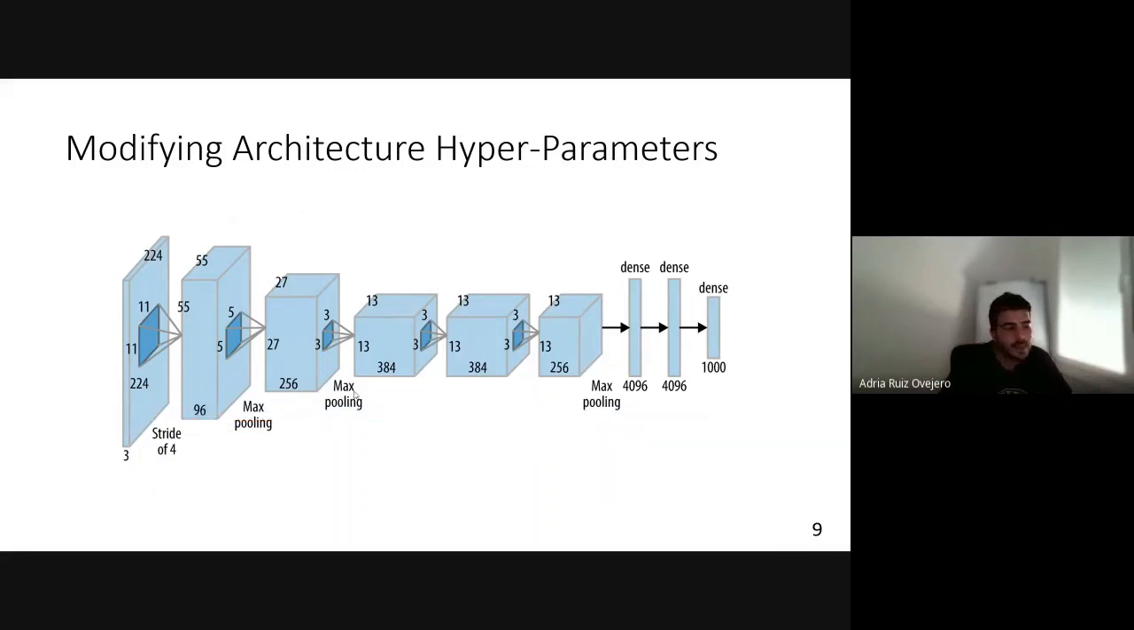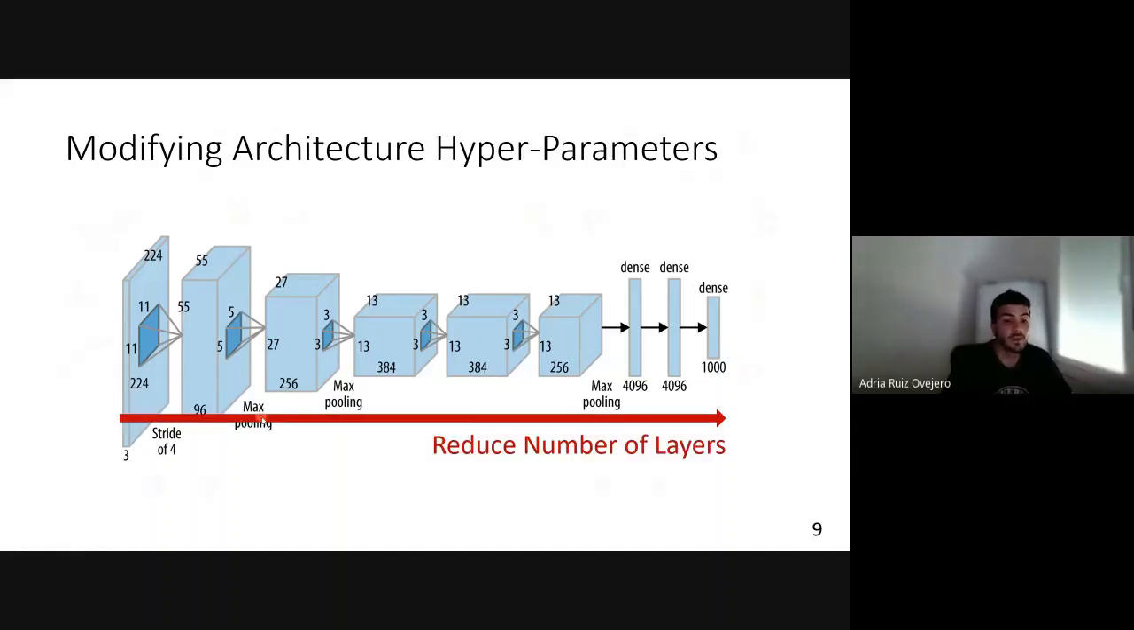So one of the things that we can simply do to make a network more efficient is to modify these hyperparameters, right? For example, one thing that we can do is simply reduce the number of layers. It's very simple. We simply remove one of these layers and that's it.